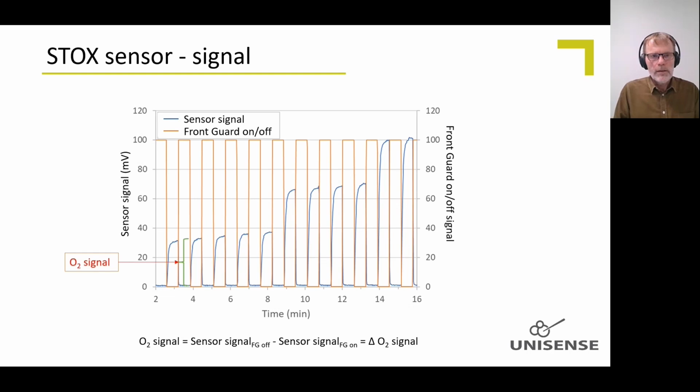What we like to do here is that we want to measure the difference in signal between the front guard off and the front guard on, which we call the delta signal. In this case, I did an experiment. I had a little bit of oxygen in the bottle. I added 1.37 micromolar oxygen twice, and you see this, the difference, the delta signal increased with the additions.